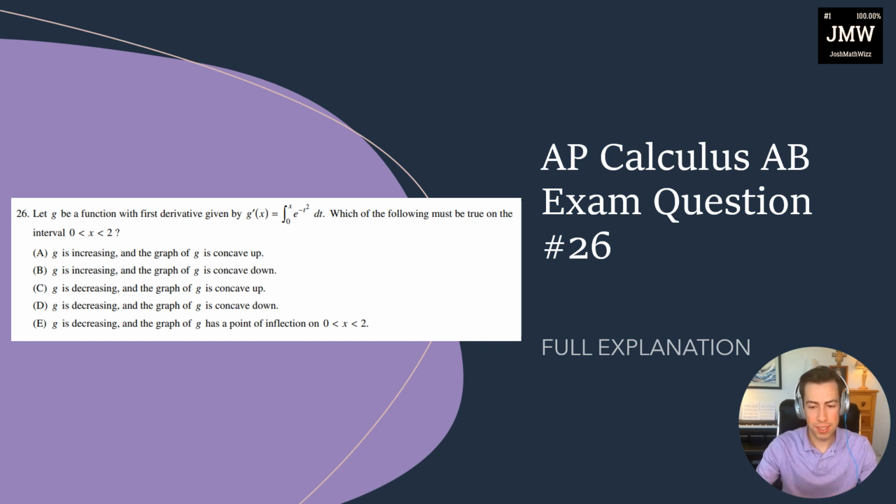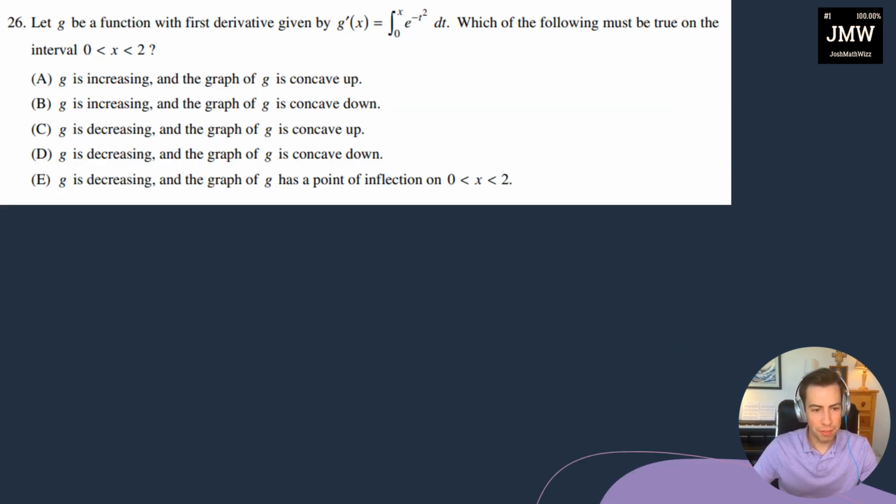Okay, question 26. Let g be a function with first derivative given by g prime of x equals this integral. Which of the following must be true on this interval 0 is less than x is less than 2? So the first thing that I want to do here is just look at g prime of x.